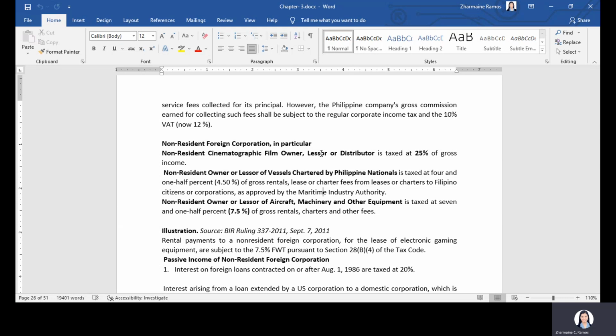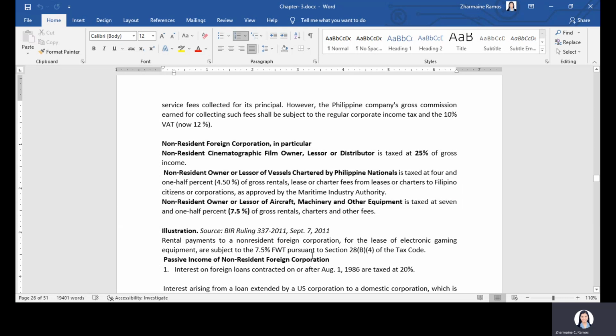So ito yung medyo nakakalito sa income tax, sa taxation. Kailangan mong i-consider kung saan nanggagaling yung income. Kailangan mong i-consider kung resident, foreign ba sila, ganyan. At kailangan mong makabisa kung anong mga percentage ang gagamitin mo. So, ito. Illustration. Rental payments to a non-resident foreign corporation for the list of electronic gaming equipment are, syempre, subject siya sa 7.5% as discussed din dito sa item na to.